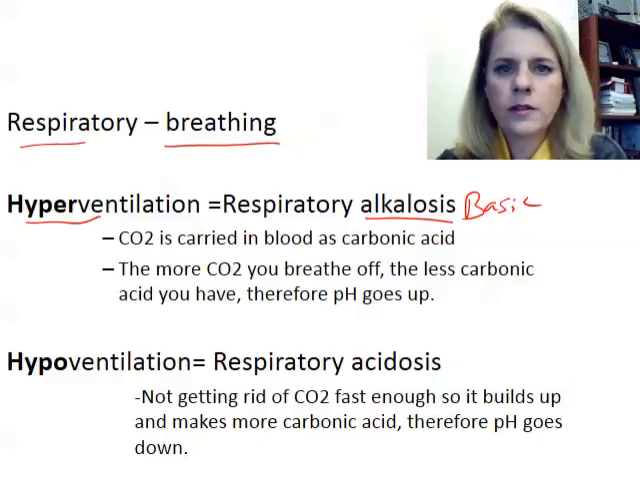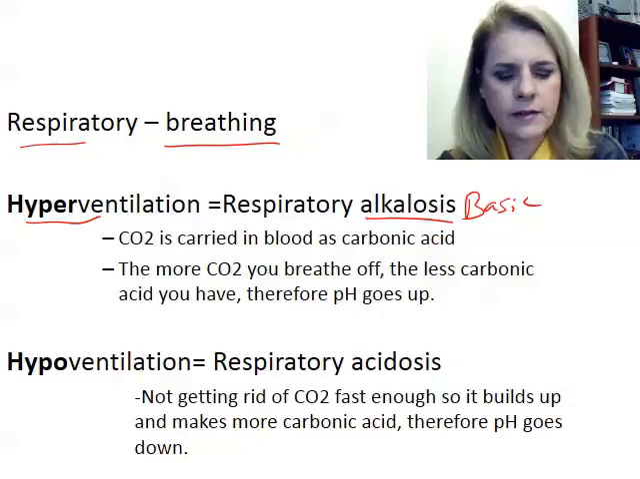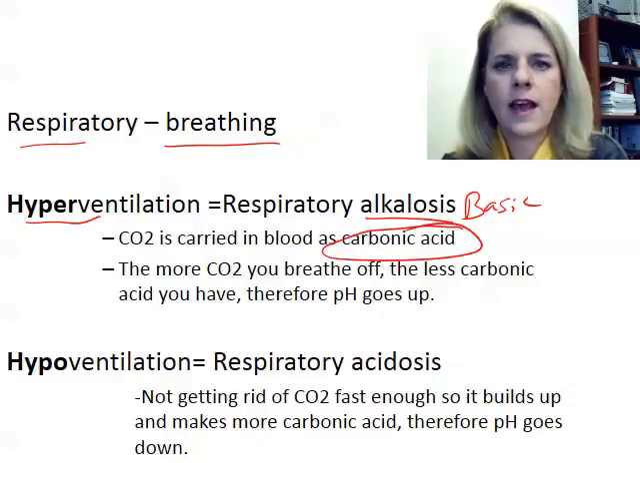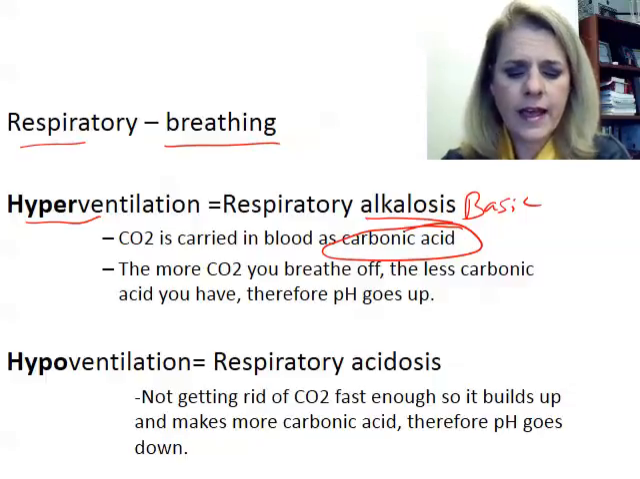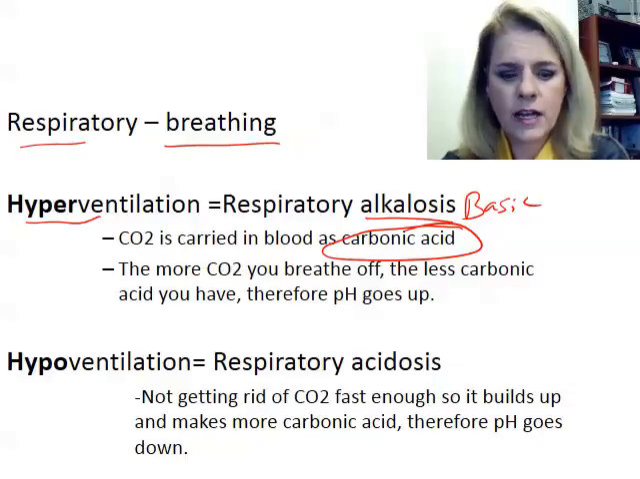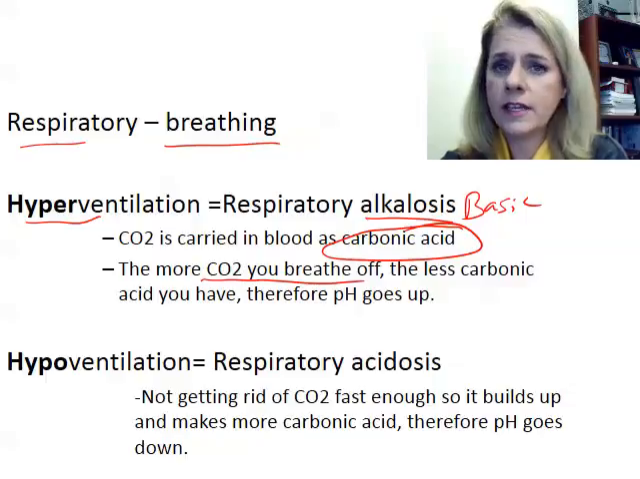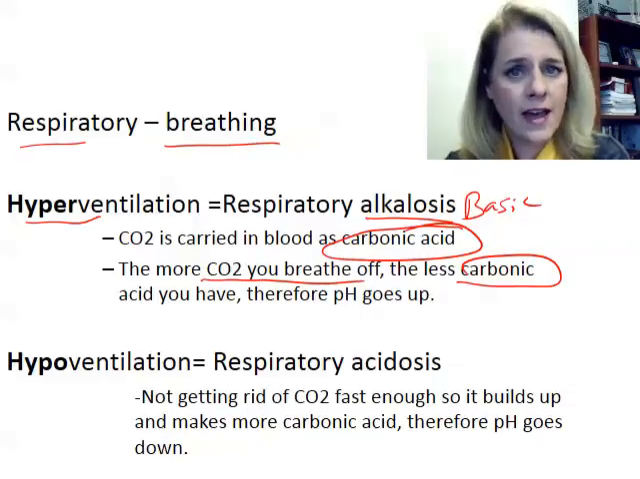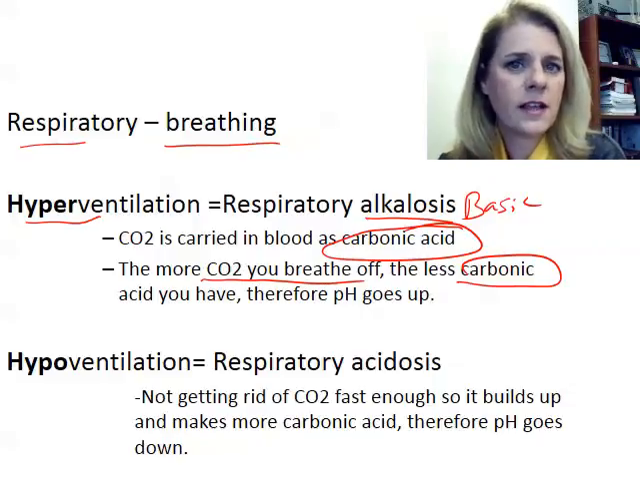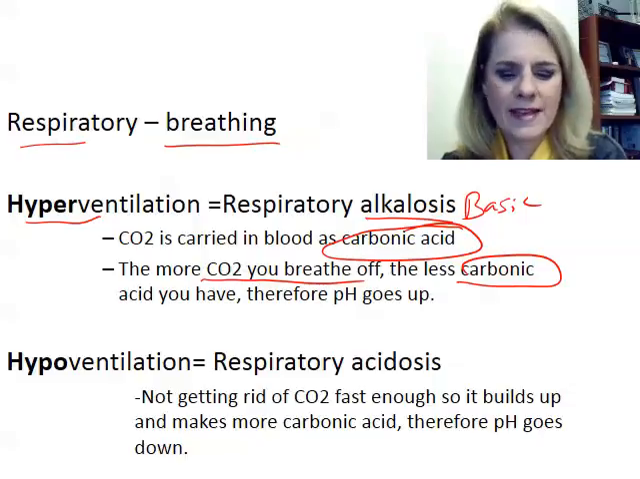Well, to carry CO2 in our blood, because remember it's a gas, we actually convert it to something called carbonic acid, and that's how we transfer the carbon dioxide in our blood. And so if you're breathing quickly, hyperventilating, then you're breathing off a lot of CO2. So you don't have as much CO2 to make that carbonic acid, okay? So you don't have enough acid. So if you don't have enough acid, that means your blood's becoming more basic, okay? Your pH is going up, all right?